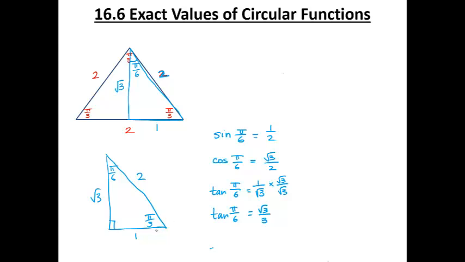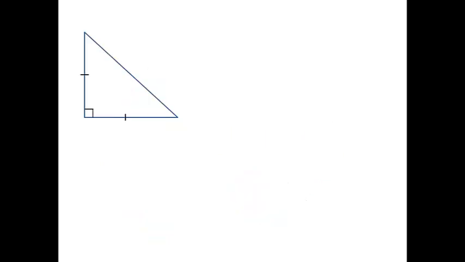If we do the same thing for this angle down here, pi over 3, we get that the sine of pi over 3 is equal to the opposite, which is root 3, over the hypotenuse, over 2. The cos of pi over 3 is the adjacent over the hypotenuse, or a half. And the tan of pi over 3 is equal to the opposite, root 3, over the adjacent, which is 1. So just root 3. Okay, so there are some exact values for sine, cos, and tan of pi over 6 and pi over 3.